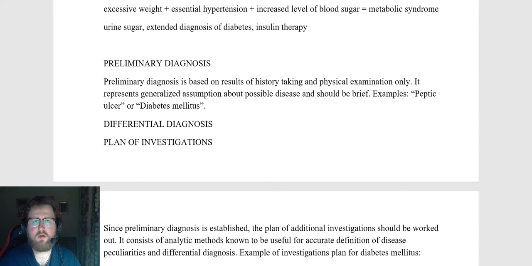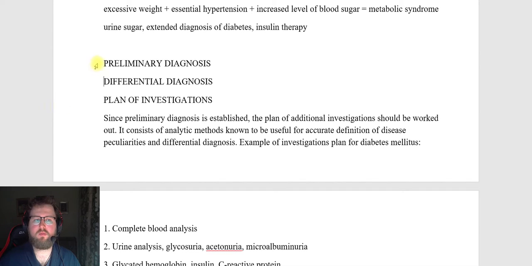Okay, dear students, and now we've reached one of the main milestones of our academic case history, which is preliminary diagnosis. Your manual says that preliminary diagnosis is based on results of history taking and physical examination only. Yes, that's right. It represents a generalized assumption about possible disease and should be brief, for example, peptic ulcer or diabetes mellitus. But let's discuss this point a little more, because that's going to be very important.